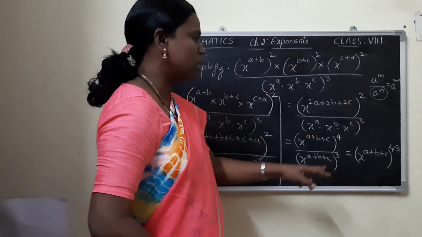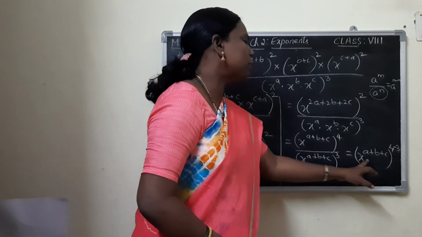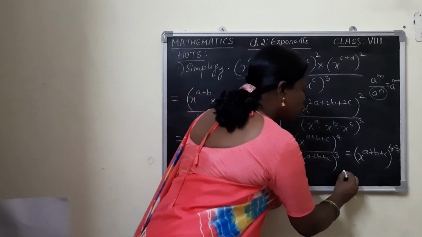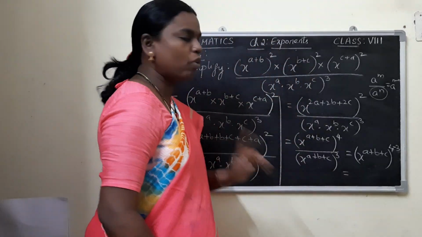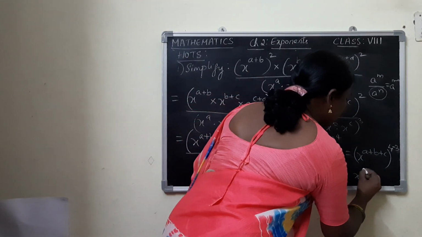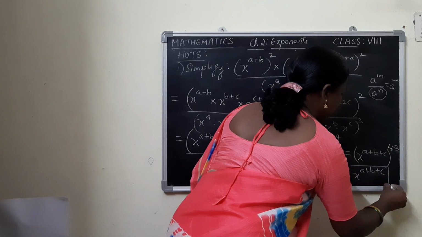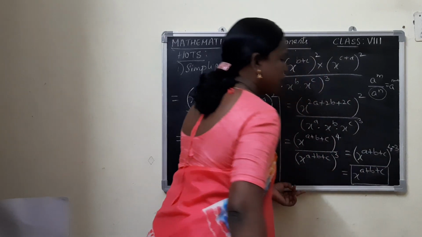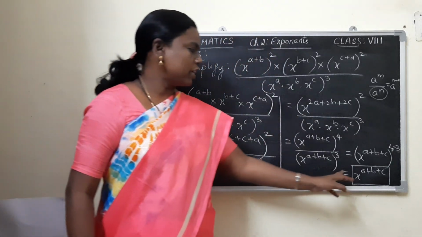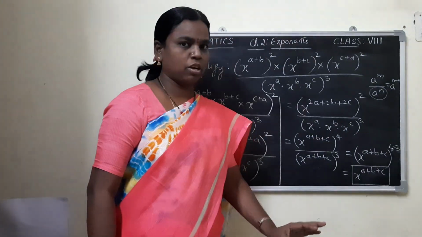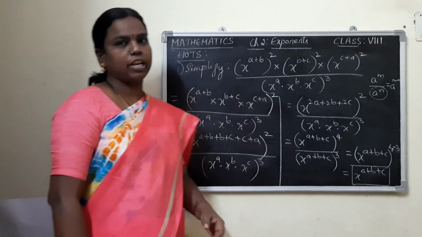So using this law I can write it as x to the power of (a plus b plus c) whole to the power of 4 minus 3. What is 4 minus 3? It is simply 1. So this will become x to the power of a plus b plus c. So this is our final answer. The whole to the power of 1 I need not write. So this would be my final answer.